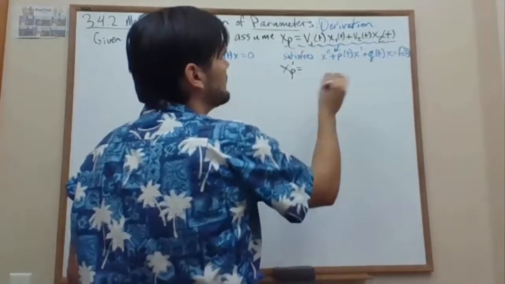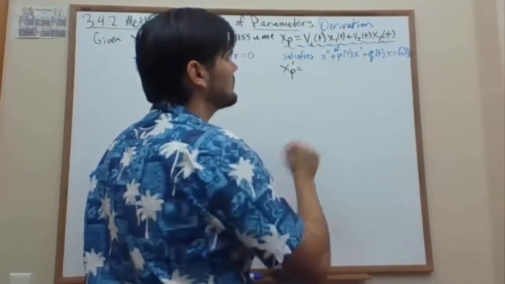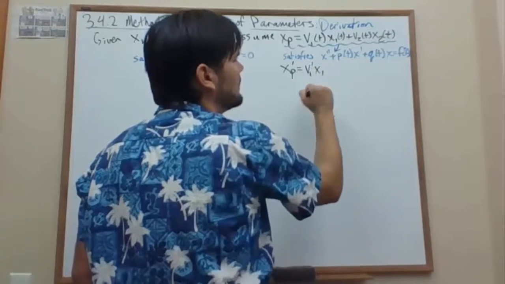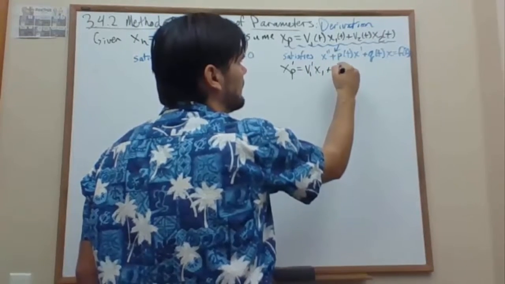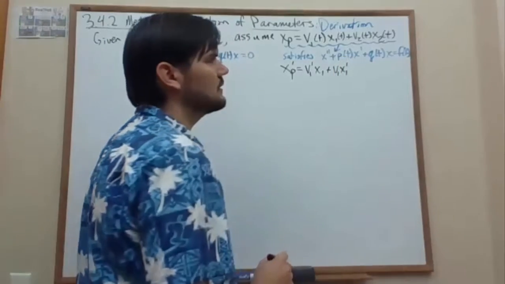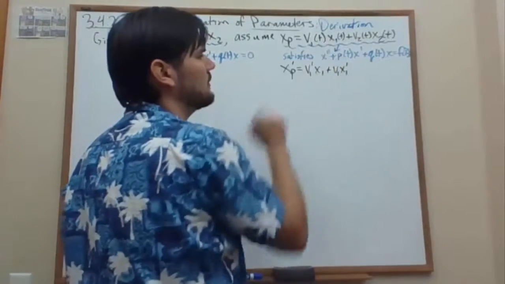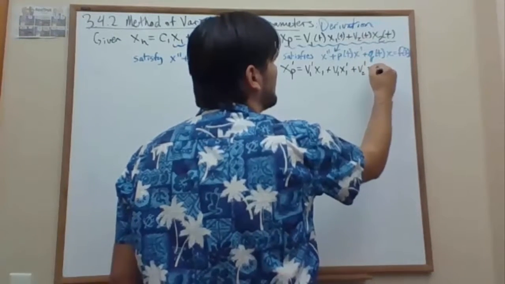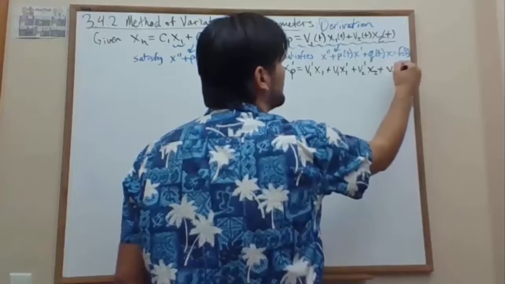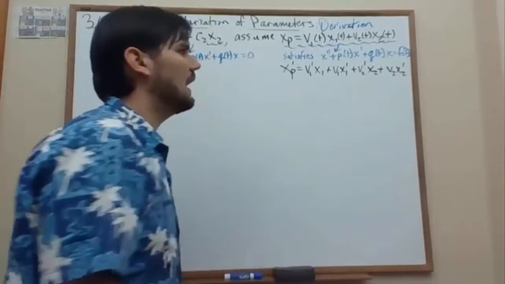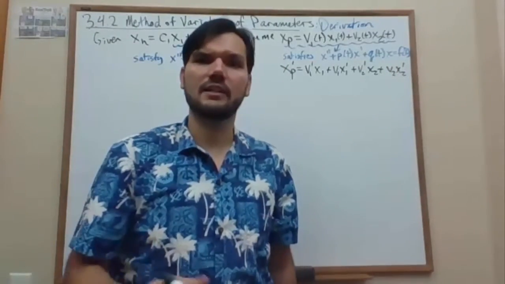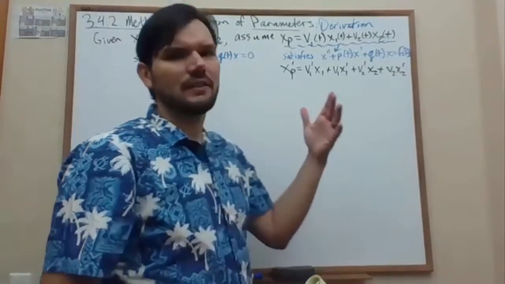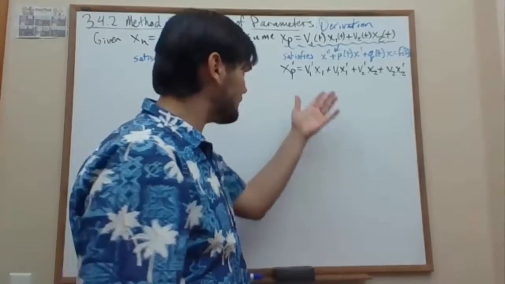The derivative of x_p has product rules. So we differentiate the v1 first, v1 prime x1, and then the x1 differentiated. So there's our product rule for the first product. And then we add v2 prime x2 plus v2 x2 prime. And then before we move on to the second derivative, let's just pause for a second. First off, this is going to get crazy. It's going to get out of hand.